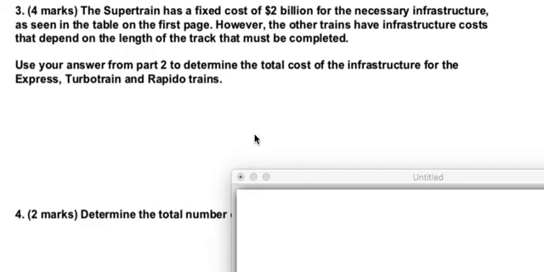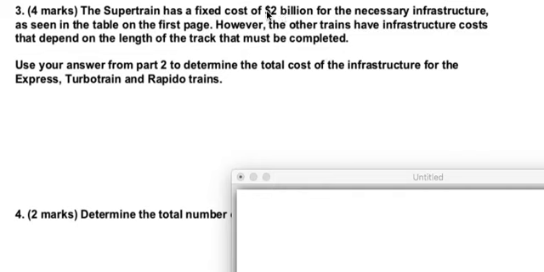So question 3 of the high-speed trains practice situational problem is asking you to figure out, if you look at the end here once you read this problem, SuperTrain has a fixed cost of $2 billion for the necessary infrastructure. SuperTrain is one of the 4 types of trains that you saw at the beginning of the problem, as you saw in the table on the first page. However, the other trains have infrastructure costs that depend on the length of the track that must be completed.